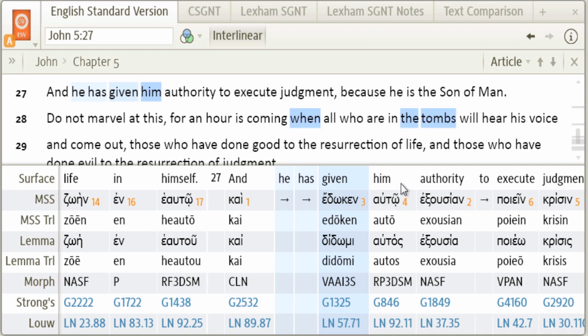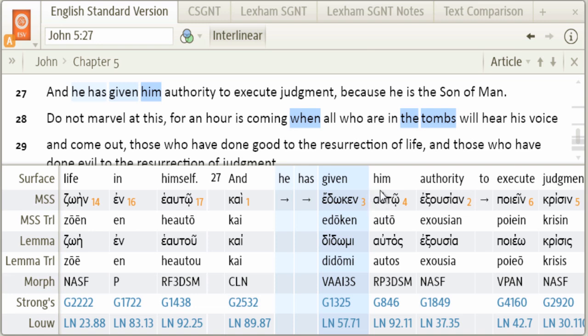In this clause, the word auto is the indirect object of the verb edoken, which is translated given. So here's our verb of giving that we talked about earlier, with exousion, which is translated authority, as the direct object. This specifies what was given. And you'll notice the absence of key words like in, to, or for here with this use of the dative. And the translation could go either way. It could be given him authority, as we have here in the ESV, or it could be something like given authority to him.